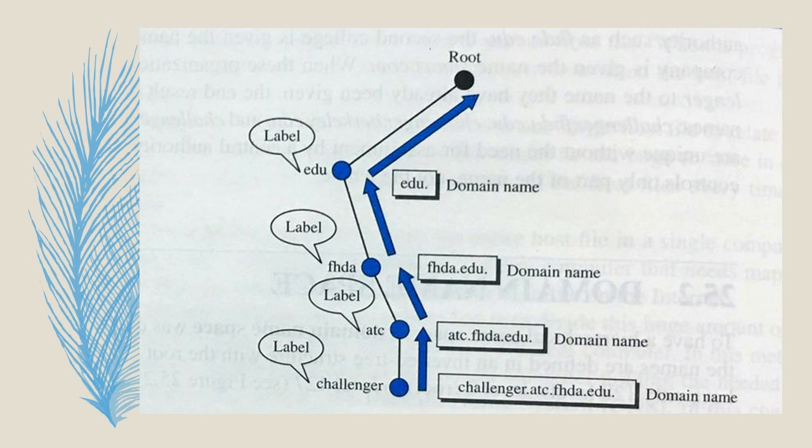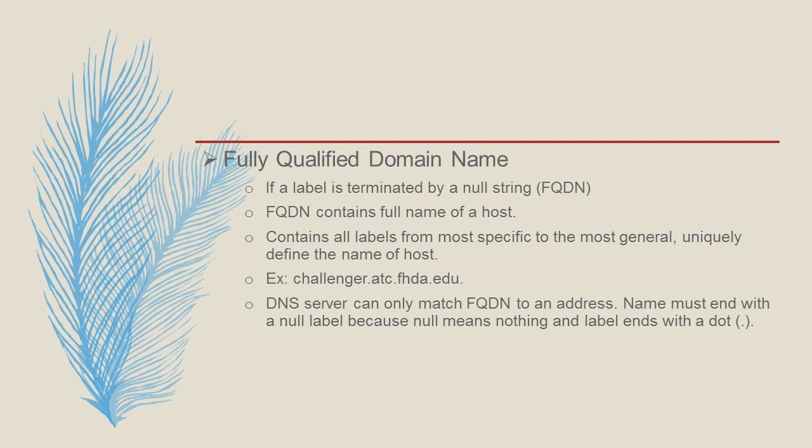If a label is terminated by a null string, it is called a fully qualified domain name. A fully qualified domain name is a domain name that contains the full name of a host. It contains all labels from the most specific to the most general that uniquely define the name of the host. For example, the domain name.